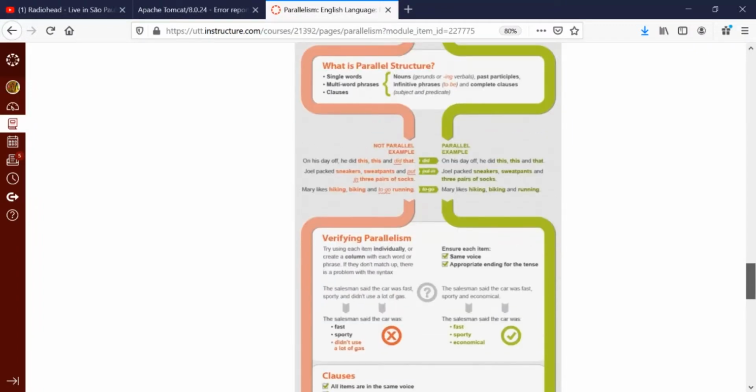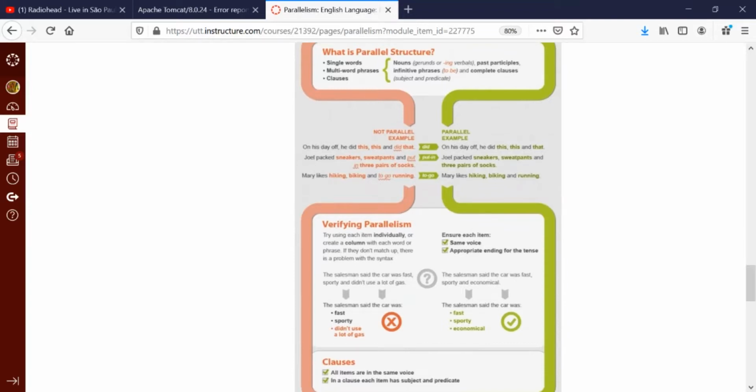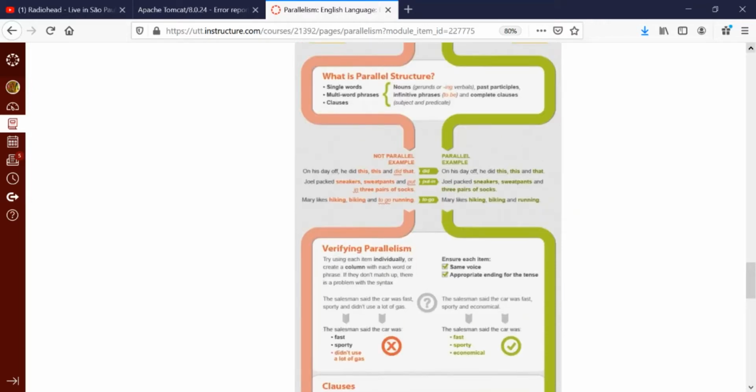So what you're looking for, as in the example here, right? What you're looking for in a parallel structure is that the words or the phrases or the clauses are built in the same way. So if I start with a verb, I want to start each phrase or clause with a verb, right? If I'm starting with a gerund, I want to keep using the gerund, and so on.